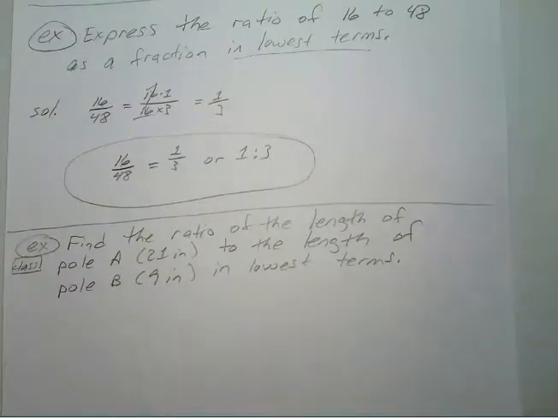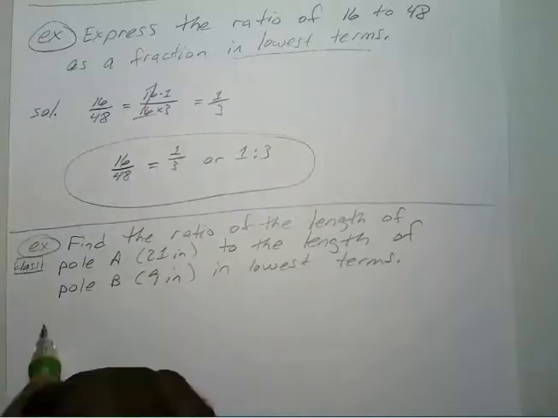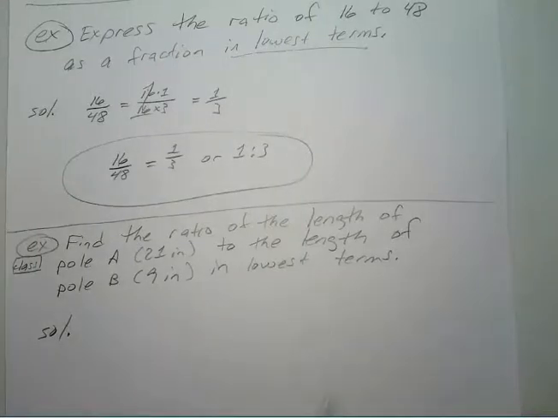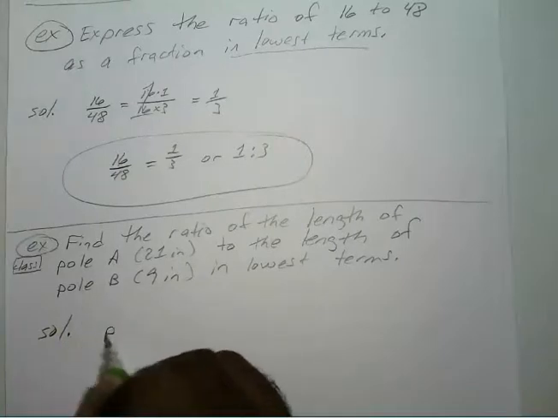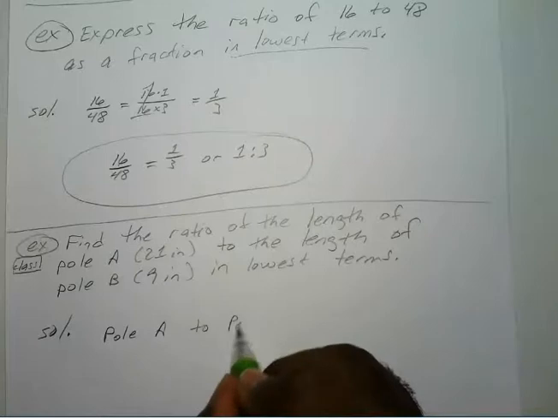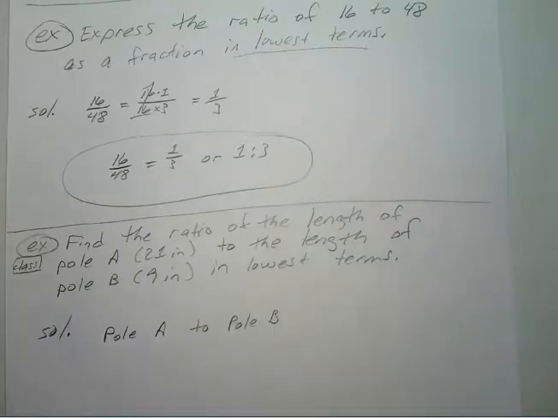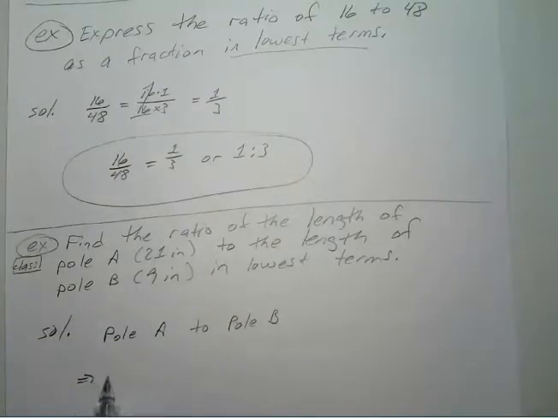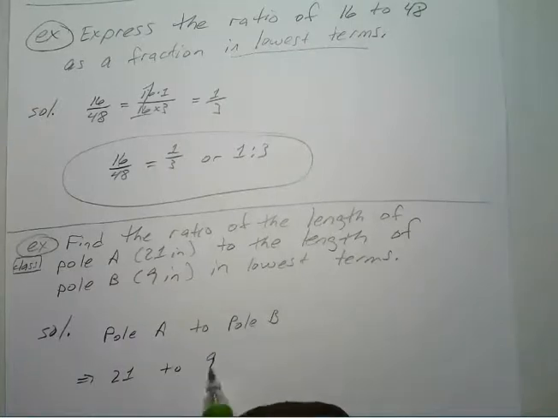All right, so assuming you've already pressed pause and finished this one, let's go ahead and verify your answer. Okay, so which one is mentioned first? Pole A is mentioned first. So it's the ratio of pole A to pole B. All right, so that means pole A is 21 inches. So that's the ratio of 21 to 9.